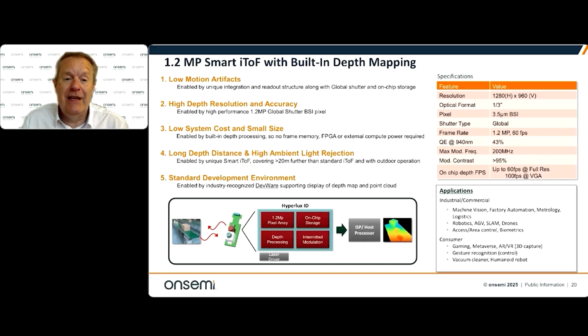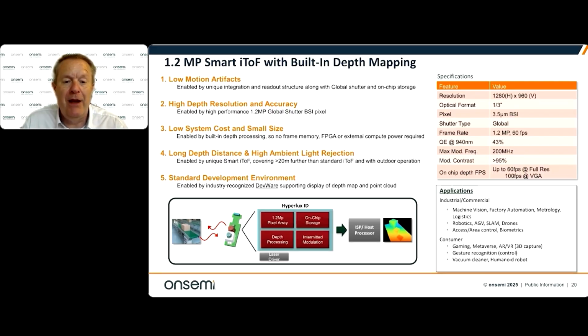So I'll summarize again: low motion artifacts enabled by unique integration and readout structure, along with that global shutter and along with that on-chip storage. So all of those things are working together. That smart iToF, that global shutter, in-pixel memory, and on-pixel depth calculation. High resolution and accuracy. We know that resolution is important. Accuracy is also very important. So enabled by this 1.2 megapixel global shutter sensor. Low system cost and size. Depth is all done on board.